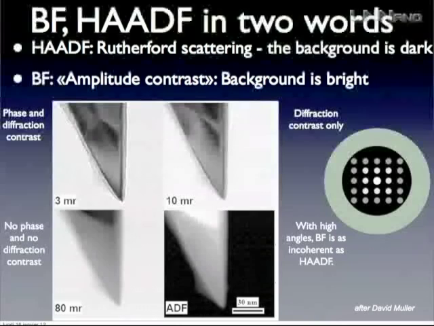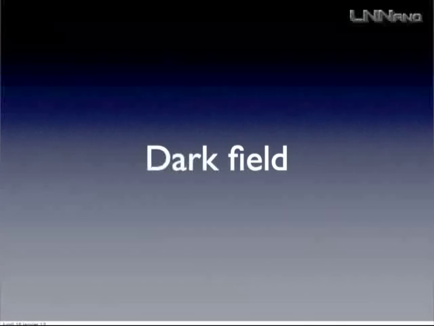In fact, usually bright field images are taken with a detector which is much smaller, and I will discuss this at the end of my talk. So I will now concentrate on dark field. So dark field is all kinds of signal, in fact, that you can form by excluding the central disk of your diffraction pattern.